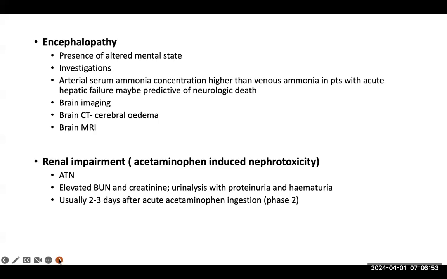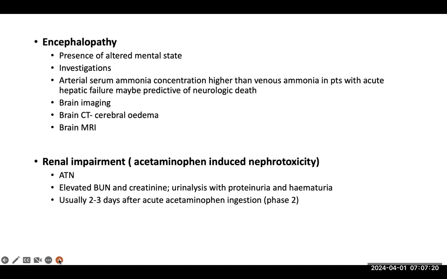acetaminophen-induced nephrotoxicity, which is a form of acute tubular necrosis in these patients, as a result of the acetaminophen on the kidney. It was said that as acetaminophen acts on the liver, it also acts on the kidney, but not as acutely. And it happens in phase 2, like I mentioned before. That's in between 24 to 72 hours.